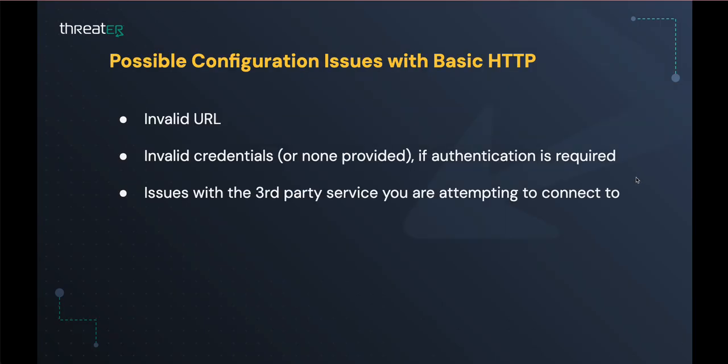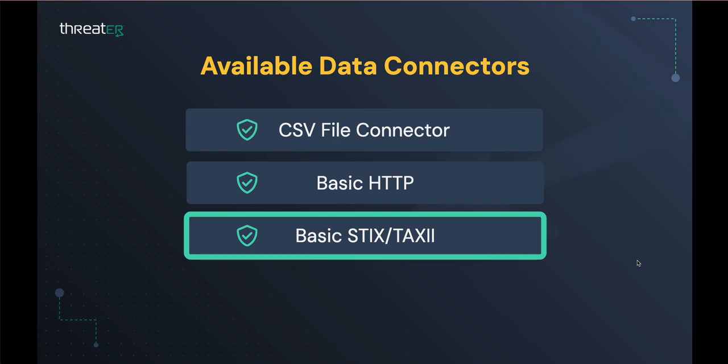Some common configuration issues with this plugin are an invalid URL is provided, or invalid credentials or no credentials were provided if authentication is required. There could also be issues with the third-party service you are attempting to connect to. If there are issues on their end, it could cause problems with threatER's ability to sync to that service and retrieve indicators. The last connector available in the threatER portal is our Basic STIX TAXII plugin.